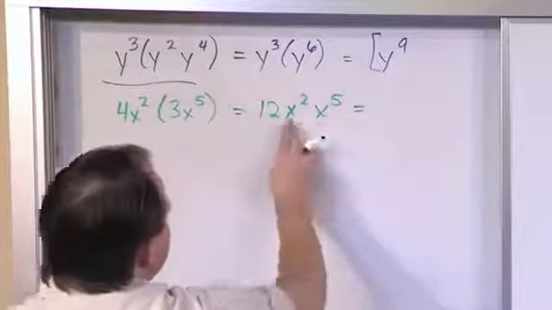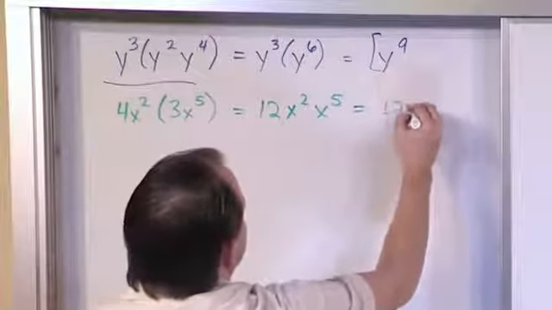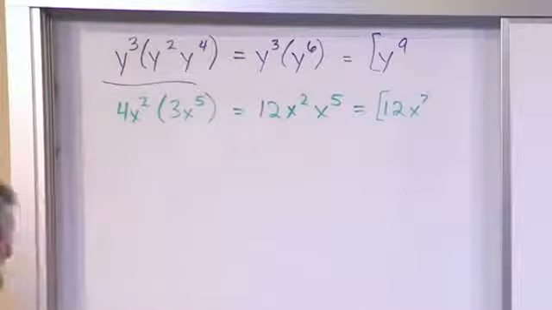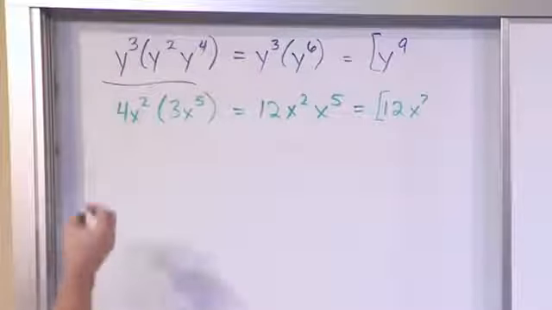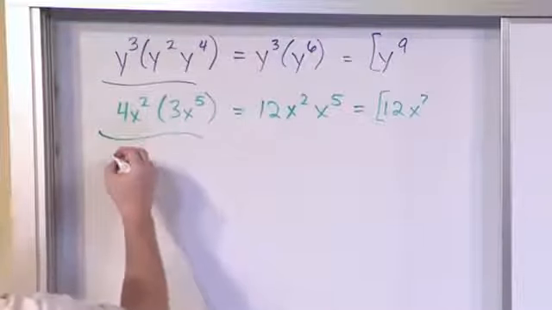Now you can see I have x and I have x, which match. I can add these exponents. So 12x, 2 plus 5 is 7. So 12x to the 7th power. So we're inching our way forward, doing problems that are a little more complicated each time.